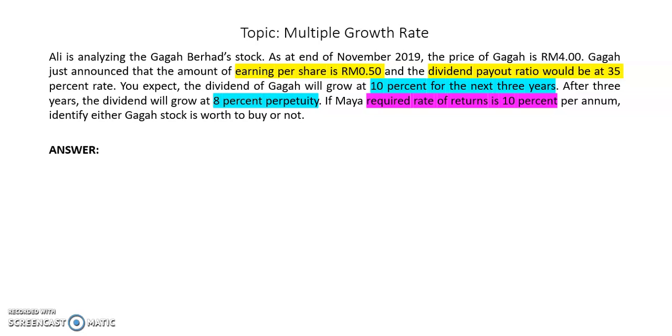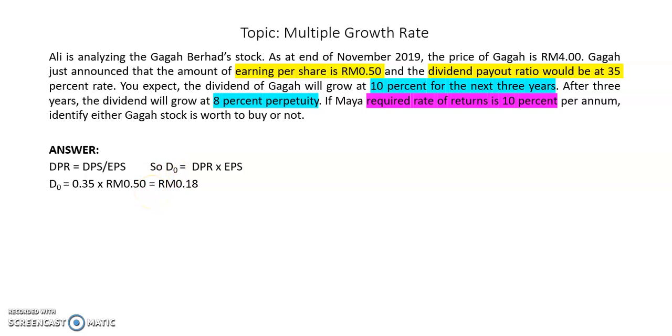Dividend per share, basically the formula is total amount of dividend divided by number of shares. But we can also use the other formula since this question gives you information on dividend payout ratio and earning per share. The formula for dividend payout ratio is DPS divided by EPS. So we can plug in the values to calculate D0. D0 is DPR times EPS. In this case, our DPR is 35% times EPS 50 cent, so the amount of D0 is 18 cent.